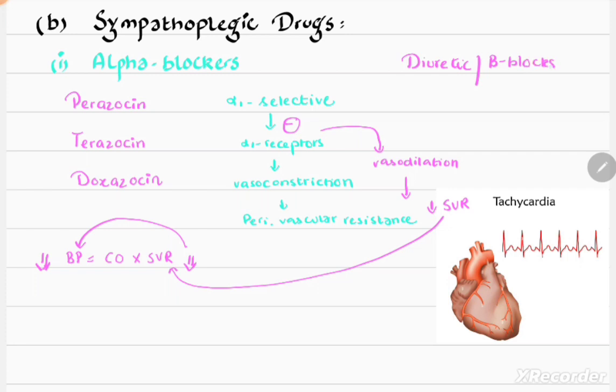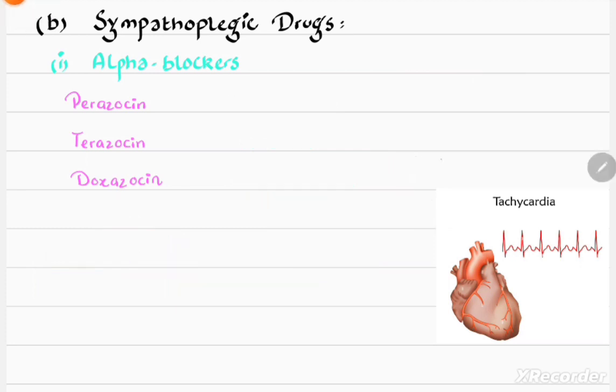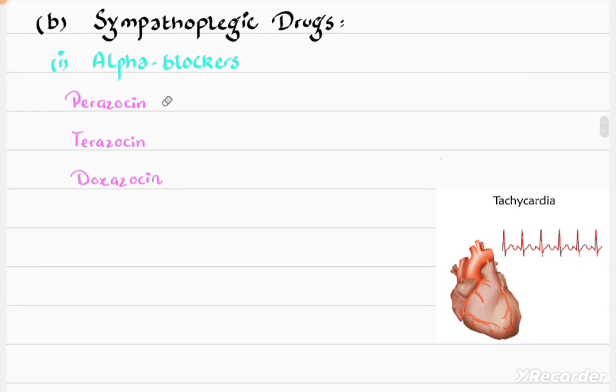However, these drugs have a special advantage in the setting of bladder obstruction and hyperplasia, because the alpha 1 receptors are also present in the bladder and the prostate. So in men who have concurrent hypertension and benign prostatic hyperplasia, alpha 1 blockers are the drug of choice in those situations. Now these drugs are available in oral formulations, and there is prazosin.